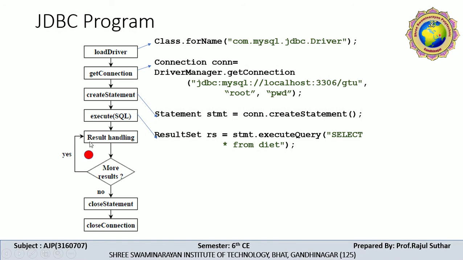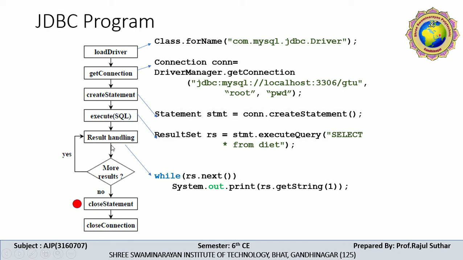Then, while we are getting the result, result handling is required using a while loop. Here I repeat this loop. We require while rs.next(). System.out.print rs.getString. One string will be printed by using this statement.